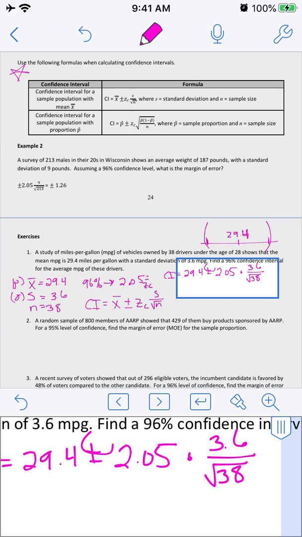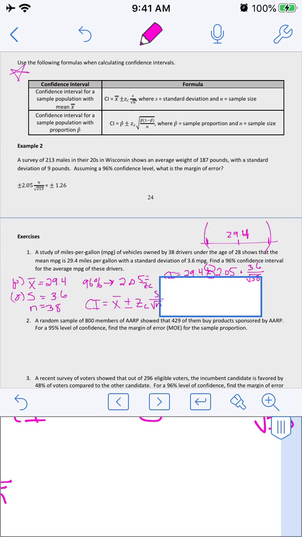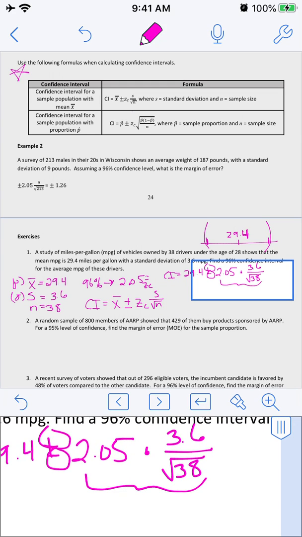We're going to plug in a plus version and a minus version. Let's just make our life easier. Let's find this number, and then we'll both add and subtract it, okay? So 2.05 times parentheses 3.6 divided by square root 38, close parentheses. All right, so that whole thing is 1.197. We'll go to 3 decimals for some reason.